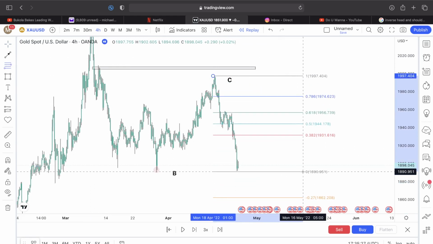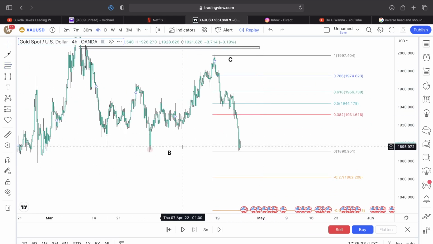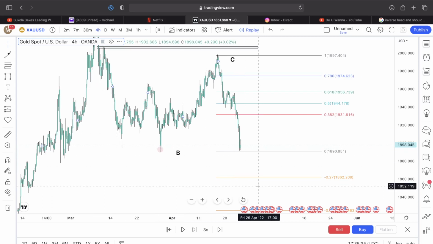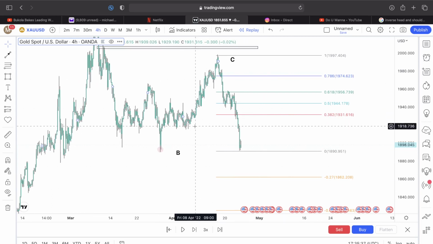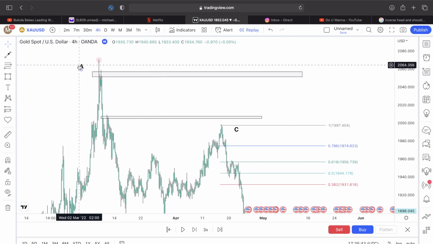Again, the lowest point. And now we're waiting to see what price is going to do, if price is going to drop instantly or it's going to retrace. So now we have a new A. Sorry, the new A is here.